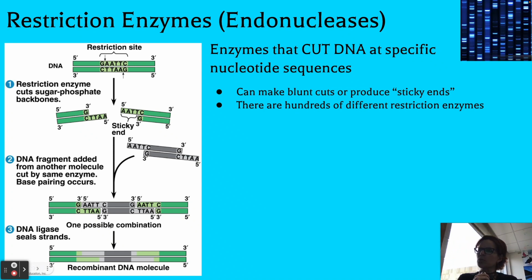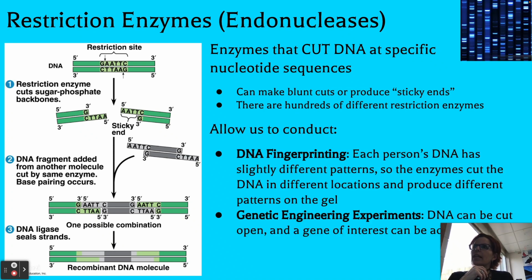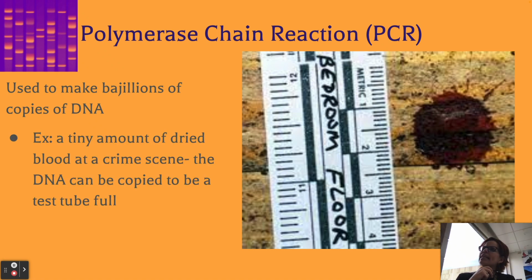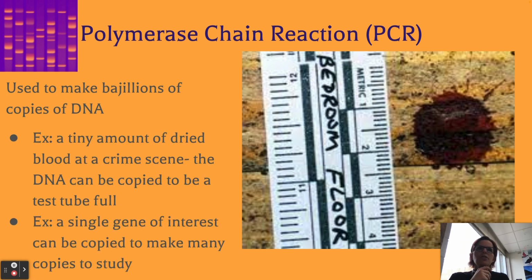So this is what you're seeing right here. In this genetic experiment, we've added a new gene with the opposite letters, and it sticks to the bacterial DNA. Okay, and then PCR, remember, is just a machine that copies DNA. So if we have a blood stain, this is one example. If we have a blood stain at a crime scene, it has an incredibly tiny amount of DNA.